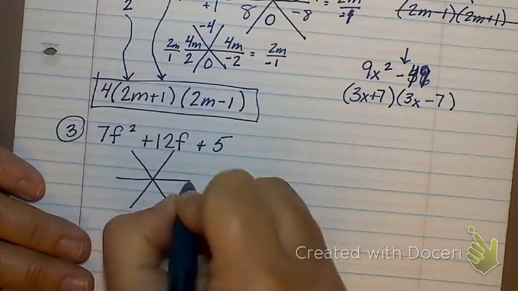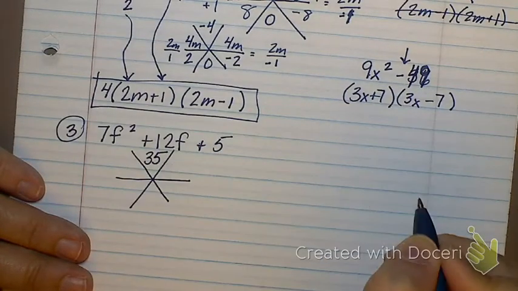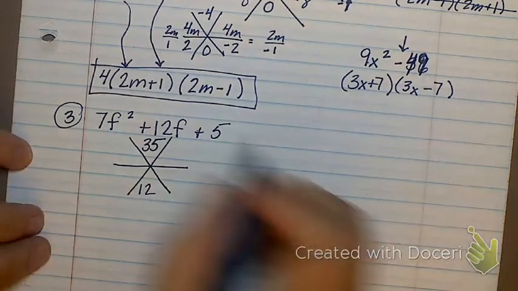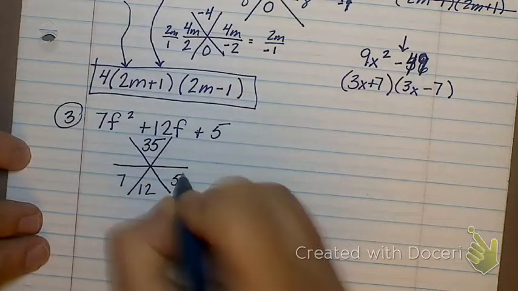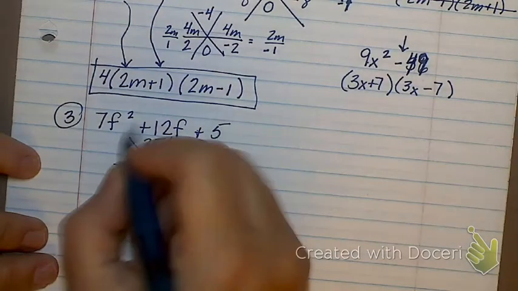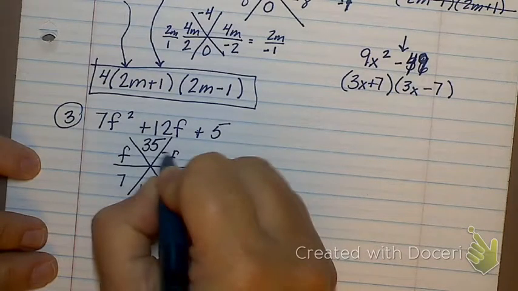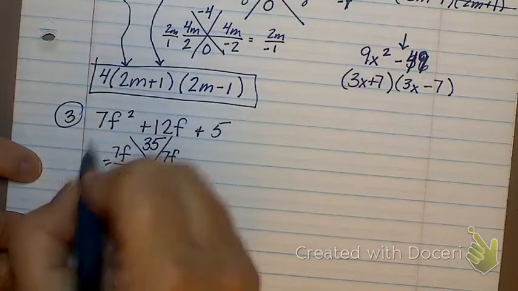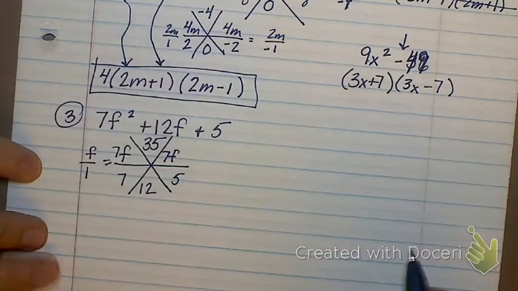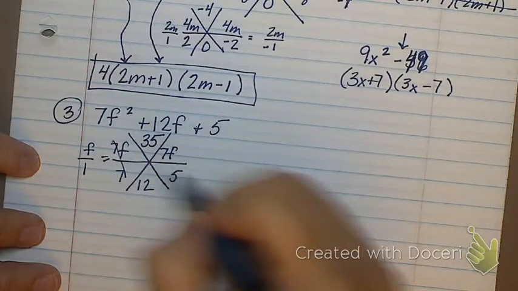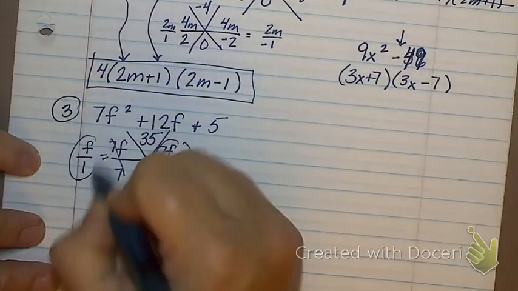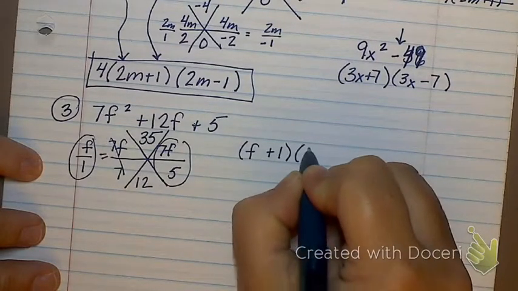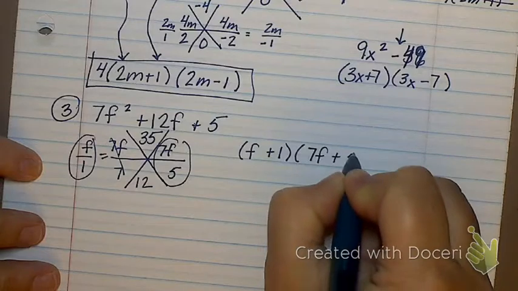Okay. I have 35 on top from 7 times 5. I have 12 on the bottom. What are my two numbers that multiply to get 35 and add to get 12? 7 and 5. Well, that's easy because they were in the problem, weren't they? F and F with the 7, right? So what does 7F over 7 reduce to? F over 1 or 1F over 1. Does 7F over 5 reduce? No. So those are going to be my two parentheses. So one of them is F plus 1. The other one is 7F plus 5.